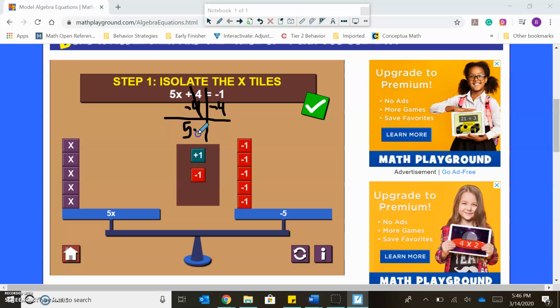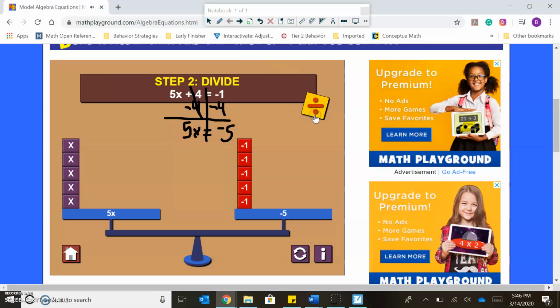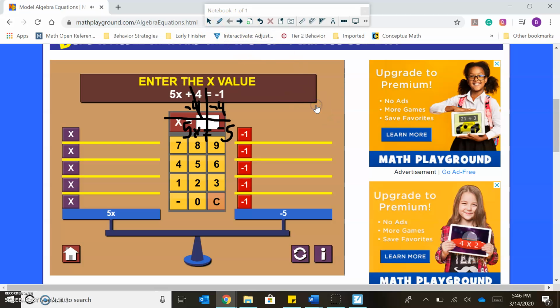So now we have 5x equals negative 5. Our last step is we need to divide the x's up so that there's only one x per number. So we're going to do that now.